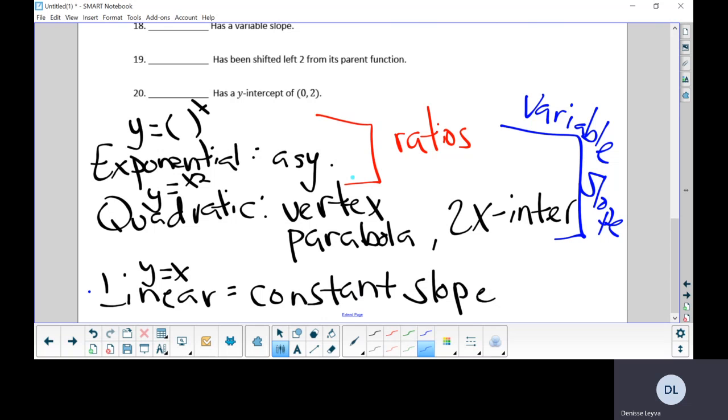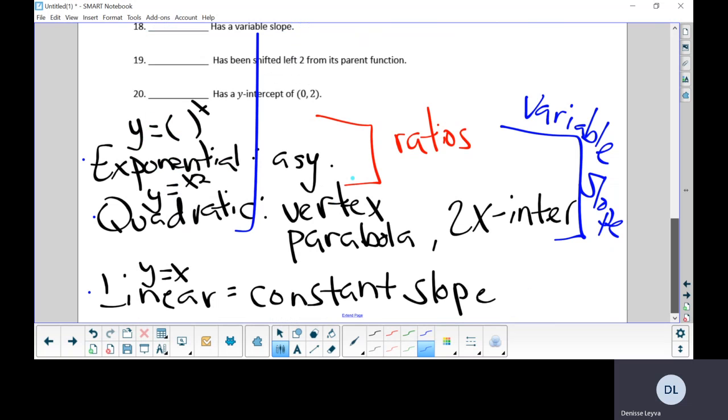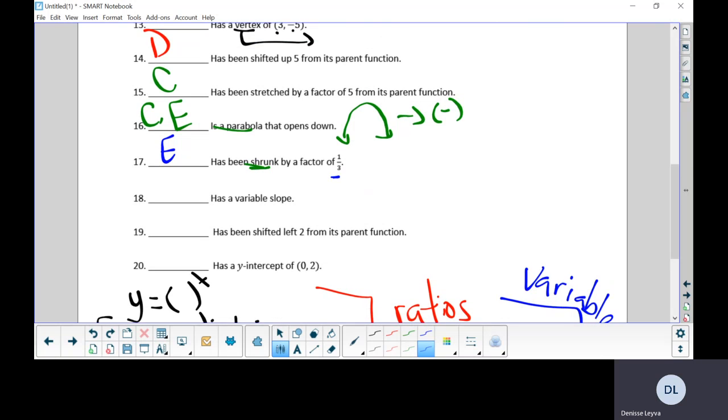For linear, remember, we're going by the same number, up 3, up 3, up 3, up 3, or down by the same number. Whereas for exponential, you don't go by the same number, and for quadratic, you don't go up or down by the same number. So every single time you see a variable slope, that is pretty much anything that is not linear. So here I would make a note of that. It is not linear.